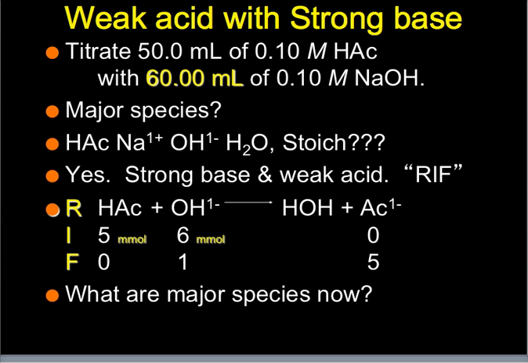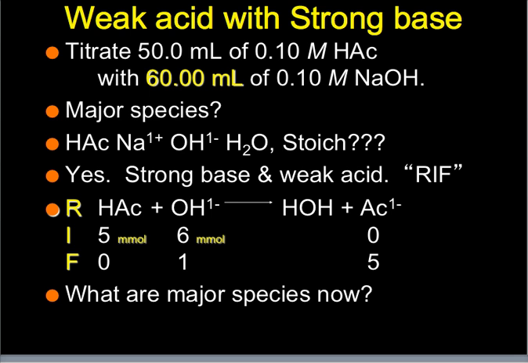When you're finished, take the data from the previous few slides and the pHs that you've calculated and create a titration curve of weak acid versus strong base. The next slide I'm going to show you will be the appearance of this titration curve. So hopefully you've figured that out.